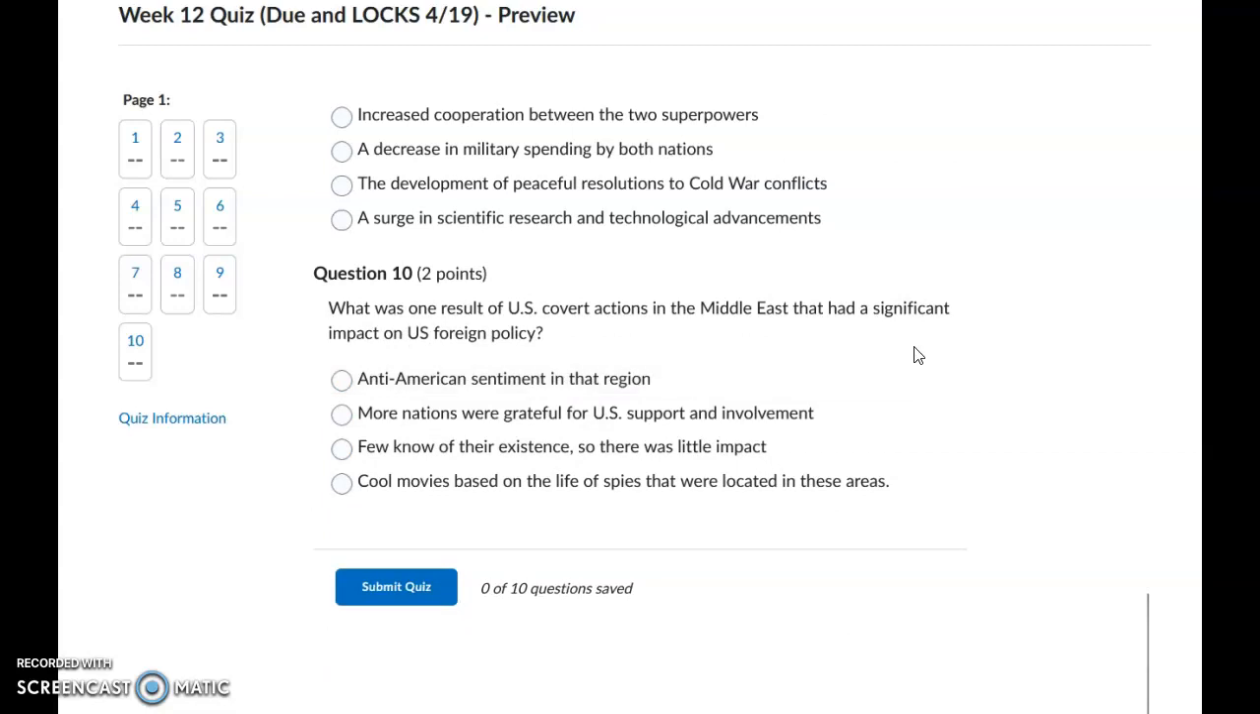Question 10. What was one result of U.S. covert actions in the Middle East that had a significant impact on U.S. foreign policy? Anti-American sentiment in that region. More nations were grateful for U.S. support and involvement. Few knew of their existence, so there was little impact. Or cool movies based on the life of spies that were located in these areas.